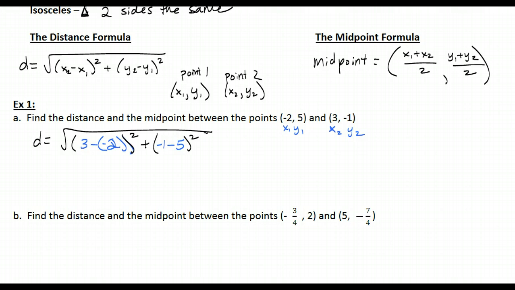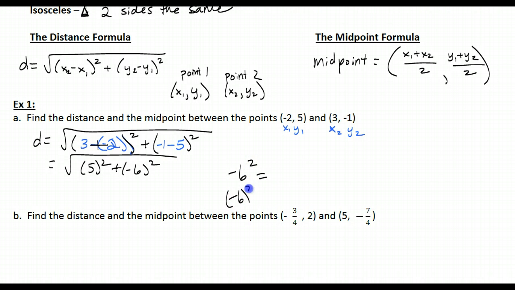What I personally like to do is find these. So this is really negative 3 plus 2, so that's 5. And then this ends up being negative 6. And notice that if you're just going to type this into your calculator, you must use the parentheses. Because remember, negative 6 squared is a different answer than negative 6 squared in parentheses, and we want the one with the parentheses. So right now, really, it's like 25 plus 36. When I take the square root of that, it's approximately 7.81 units for the distance.